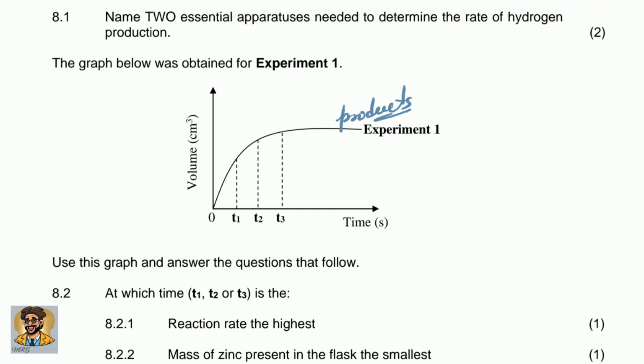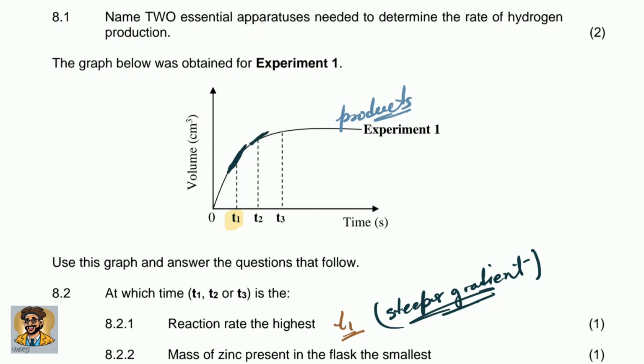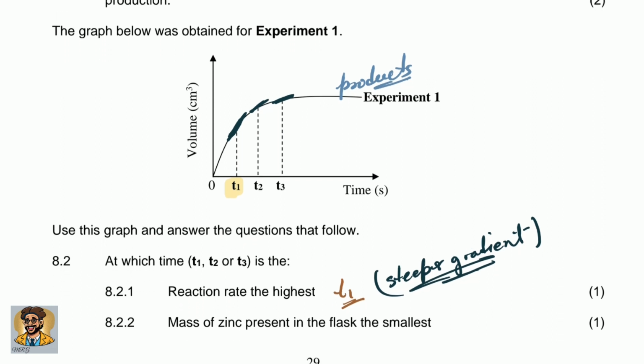First question, at which time, T1, T2 or T3, is the reaction rate the highest? Guys, the reaction rate is going to be the highest at T1. Why is the reaction rate higher at T1? Because it has a steeper gradient. You need to know that the gradient of the graph represents the rate of the reaction. At this specific point, the gradient is the highest. Look here, if you represent the gradient at each point, the one that is closer to the y-axis will be the one that has a greater rate of reaction.